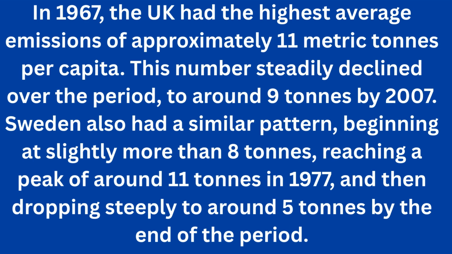In 1967, the UK had the highest average emissions of approximately 11 metric tons per capita. This number steadily declined over the period to around 9 tons by 2007. Sweden also had a similar pattern, beginning at slightly more than 8 tons, reaching a peak of around 11 tons in 1977 and then dropping steeply to around 5 tons by the end of the period.